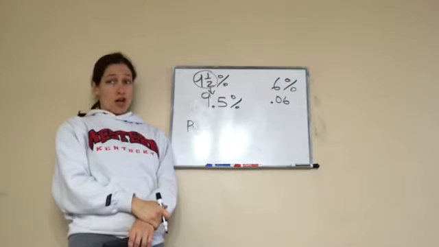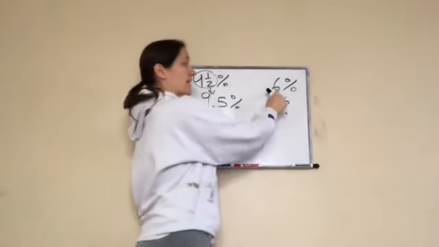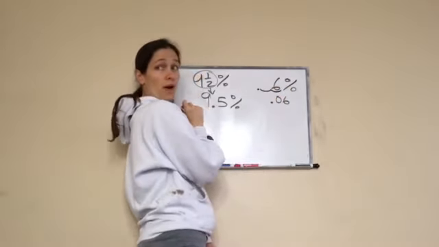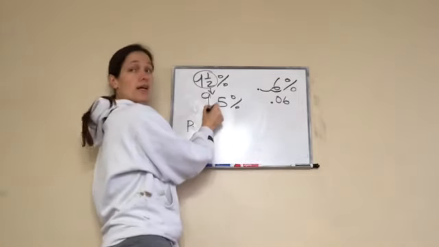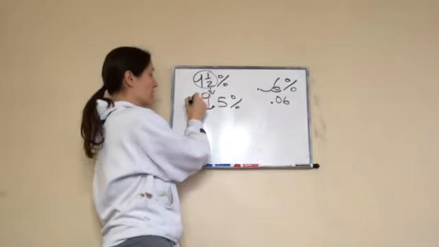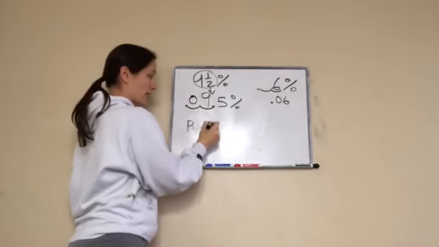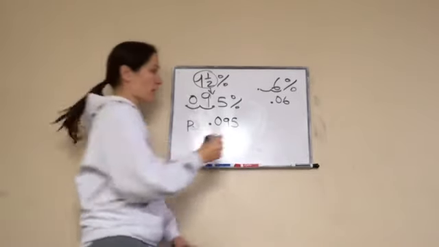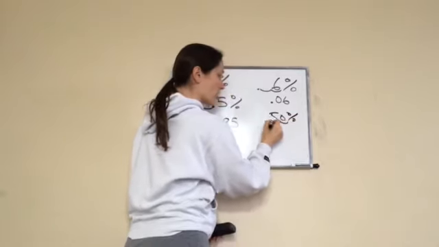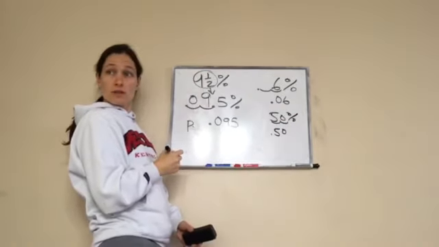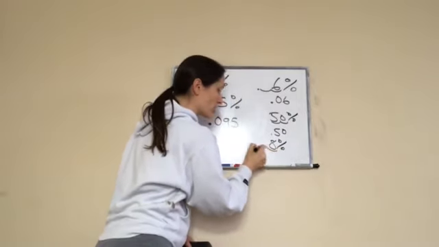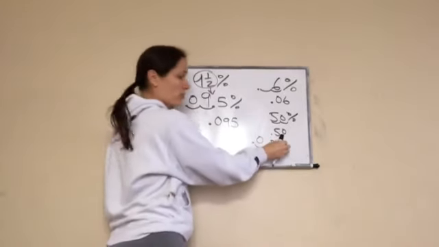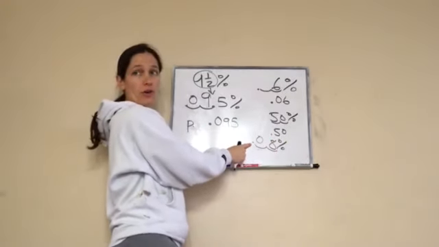So, for me to get 6%, how many times do I have to move to get to the decimal? 2, right? So, guess what? 1, 2. So, it's really 0.095 as a decimal number. Do you get that? 50% is really 0.50. 8% is really 0.08. You get what I'm doing? So every percentage is always 2 decimal places over from that spot.